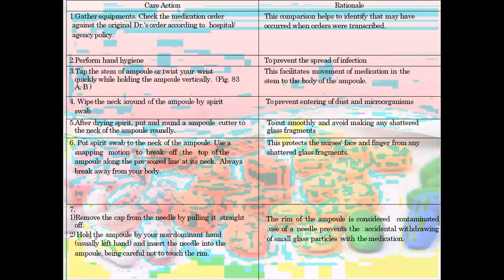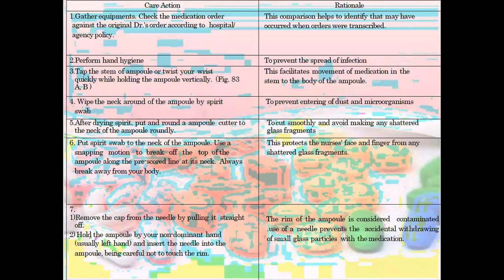Then after that we have to perform hand hygiene to prevent the spread of infection. Then tap the stem of the ampoule or twist your wrist quickly while holding the ampoule vertically. I will show the picture, figure 83. In this you will be clear. So this facilitates movement of medication in the stem to the body of the ampoule.